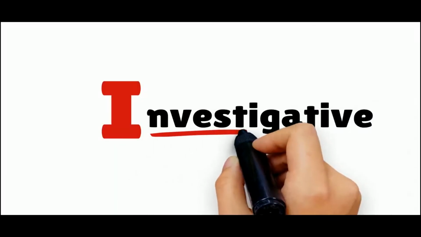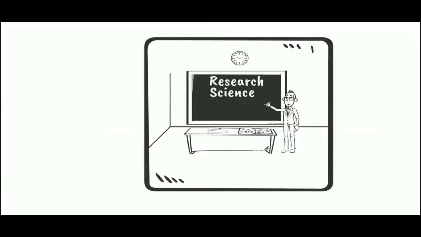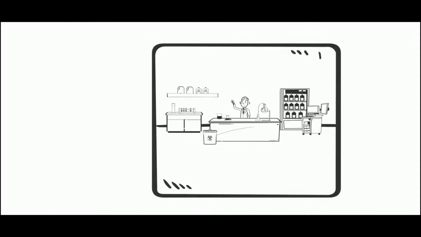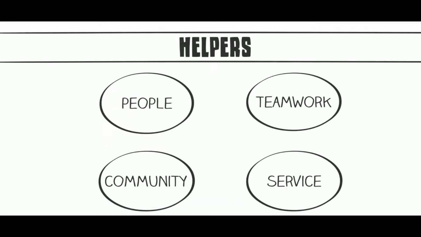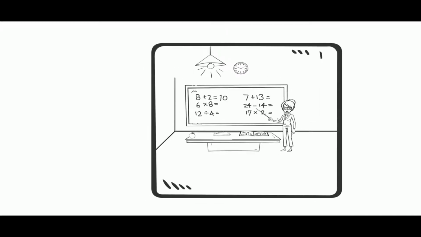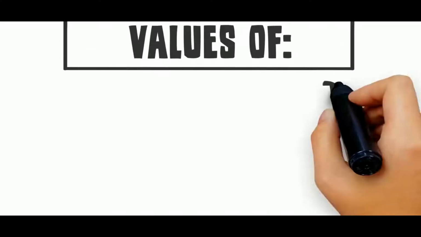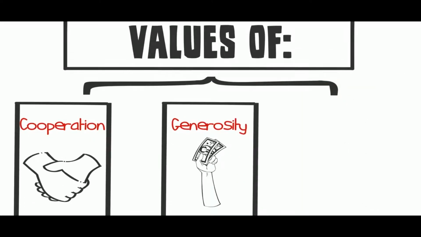Investigative types are the thinkers. They're more into research, science, medicine, math, performing lab work, being independent, and constantly learning. Socials are the helpers. They're interested in people, teamwork, helping the community, and service. Some of the examples are teachers, counselors, and trainers, and their focus is on the values of cooperation, generosity, and service to others.